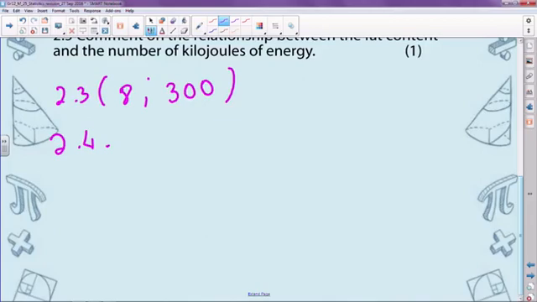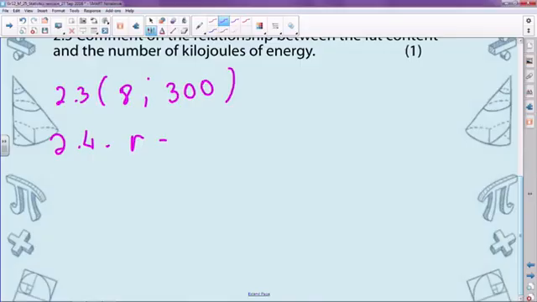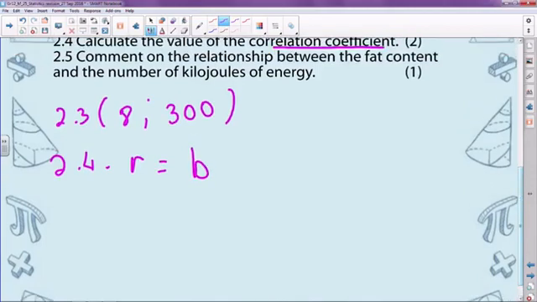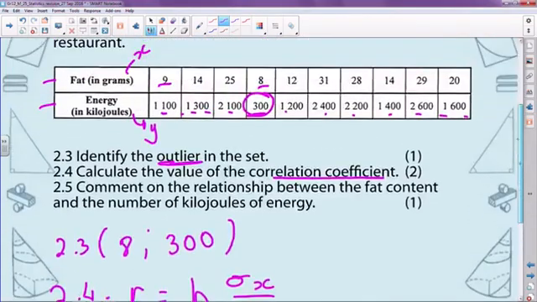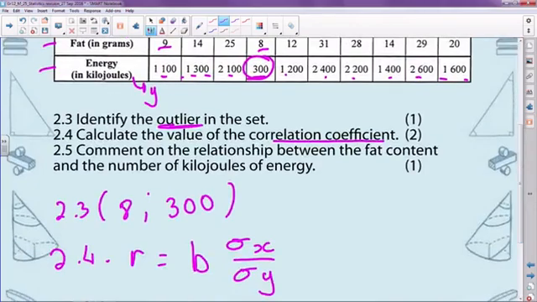The one thing that you might decide to do is, well, remember that B, or look at your formula sheet and see that R is given by the following: B, which is the gradient of your least squares regression line, times the standard deviation of X divided by the standard deviation of Y. So you might decide, okay, well, I can then work out the standard deviation of X and Y by entering these values into a formula and then working out what the standard deviation of X is and what the standard deviation of Y is.